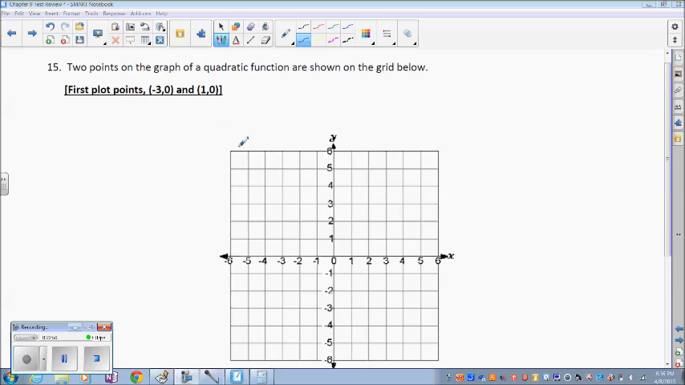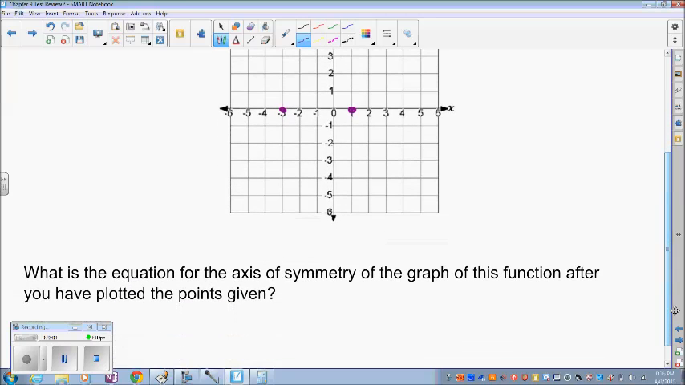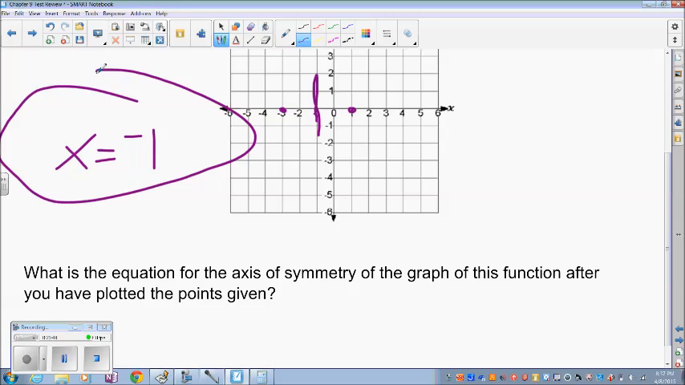Number 15. 2 points on the graph of a quadratic function are shown on the grid below. The directions say plot these 2 points, negative 3 and 0, and 1 and 0. So let's plot those. The question says, what is the equation for the axis of symmetry of the graph of this function after you've plotted the points given? So axis of symmetry divides it exactly in half. So the line that divides it exactly in half is negative 1. And it wants an equation, so you would write that as x equals negative 1 because it crosses the x-axis. It does not cross the y-axis. And that is it.